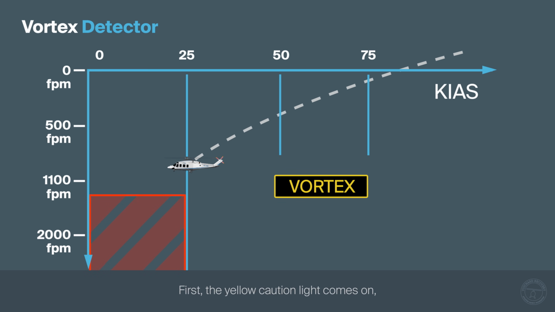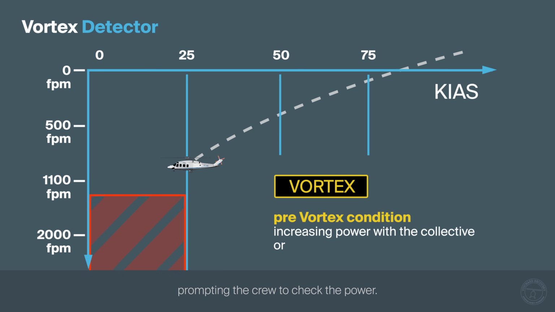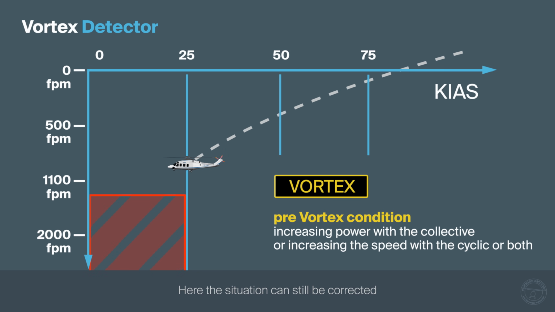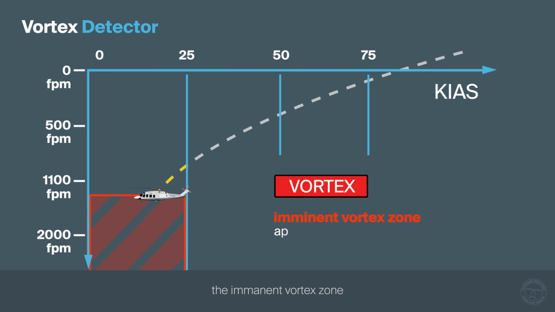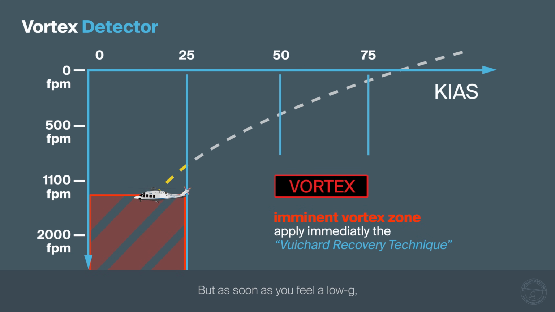First, the yellow caution light comes on, prompting the crew to check the power. Here, the situation can still be corrected by increasing the power with the collective, or by increasing the speed with the cyclic, or both. At the second warning level, the red warning light, the helicopter is in the imminent vortex zone. But as soon as you feel a low G, immediately apply a Vuichard recovery. This is the best way to quickly escape a vortex ring state.